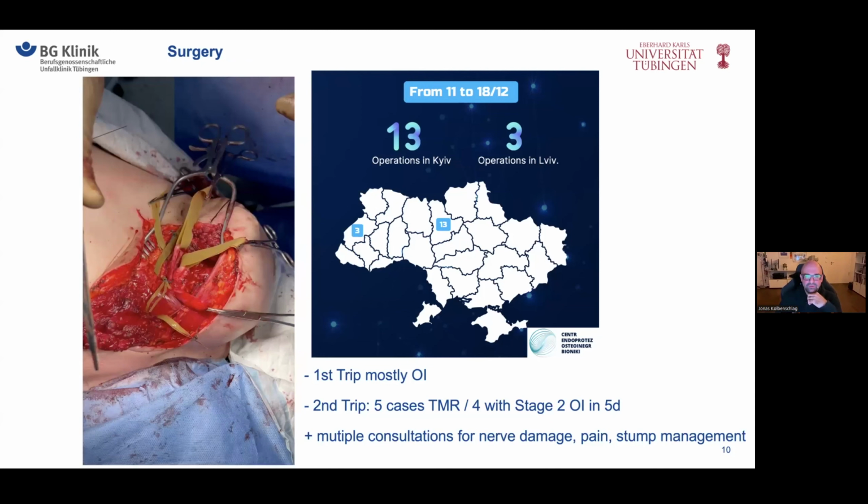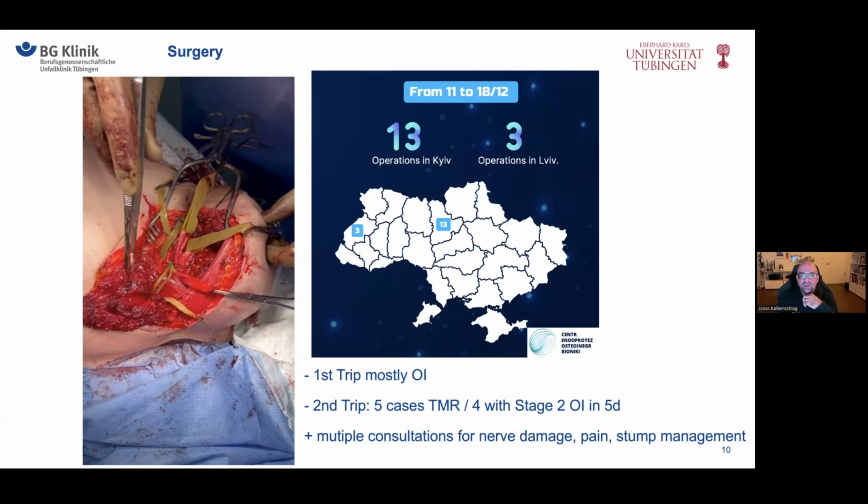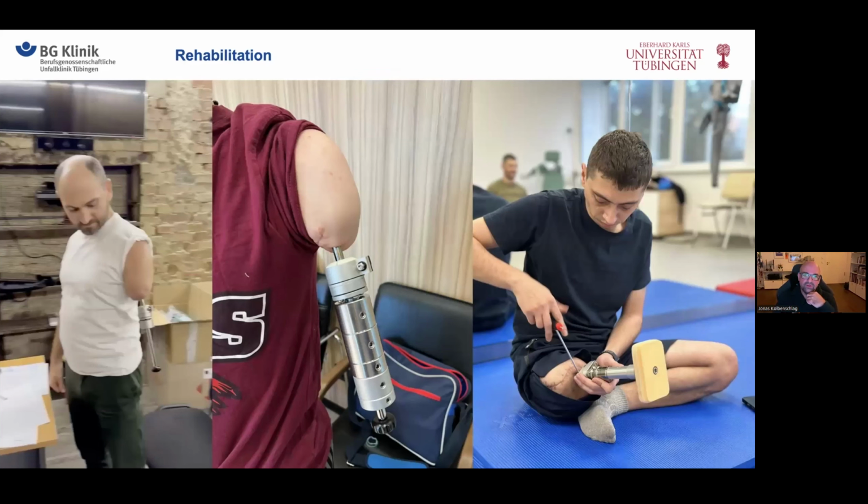And then those were the surgeries we did in the first trip with Rika. We did a lot of osseointegration. The second trip we did mostly TMR for these patients and the stage two osseointegration. So about five complete TMRs with stage two in about 5 days. So that was pretty busy. And we also did a lot of this together with our colleagues. And now they are able to perform all these surgeries perfectly on their own, osseointegration and also TMR. So that's just great to see.